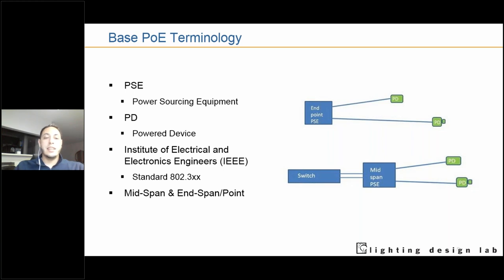Then the evolution of the standards: 802.3XX and the iterations of these standards talk about the maximum amount of power that can be supplied.